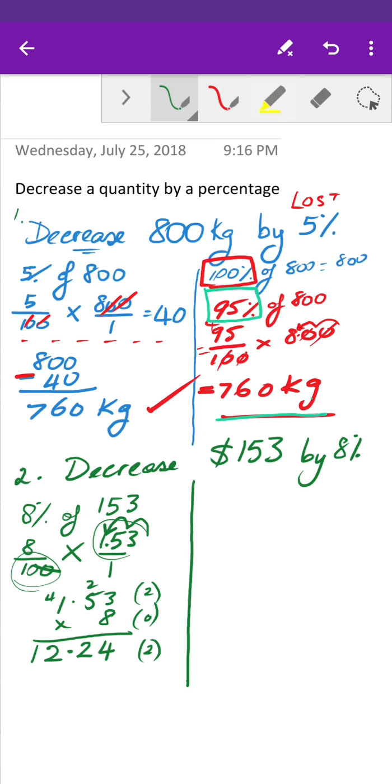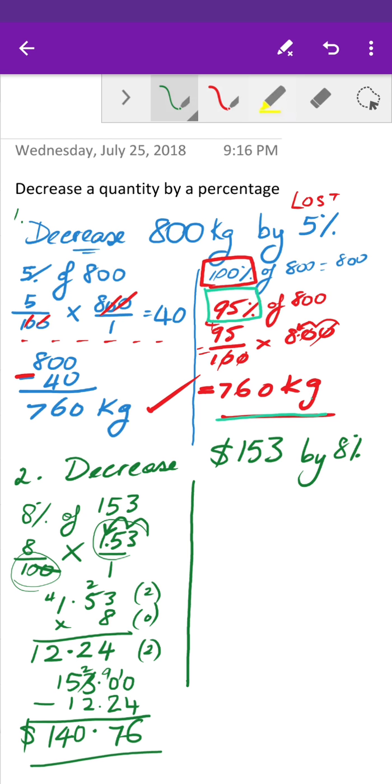Now we haven't finished, we need to subtract 12.24 from 153. So 153 minus 12.24, I'll put the 0, drop that down to a 2, and we'll carry that as 9 and 10. 90 and 10 cents is that dollar. 10 cents take 4 cents is 6, 9 take 2 is 7, 2 take 2 is 0, 5 take 1 is 4, 1. So the answer is $140.76. So there it is, we've lost 8%.